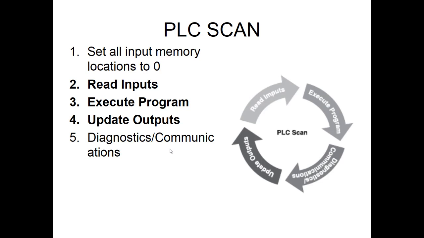PLC scan, we talked about that. We read in the inputs, and then it put zeros or ones into the data table on the input data table. It took a look at your ladder logic program and it solved the ladder logic program based on your inputs. So put these zeros and ones into there and then it updated the output. So it went to the output data table and it wrote ones or zeros in there and then wrote it to the card, and then the card turned on the output device, hopefully, unless something else was wrong. So the PLC scan: inputs, program, outputs.